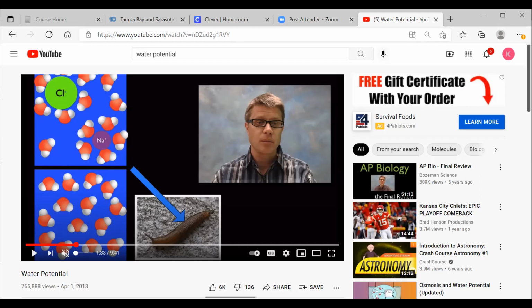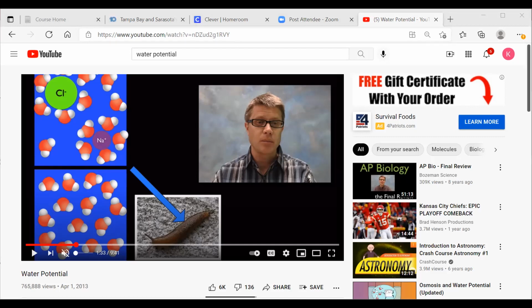Here's the next question, different words, same answer. Which region has more free water, the top or the bottom? I heard bottom. Bottom has more free water. Which side has less? The top. So which way is water going to diffuse? Top to bottom or bottom to top? Bottom to top.